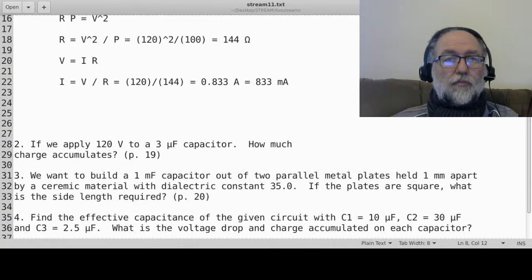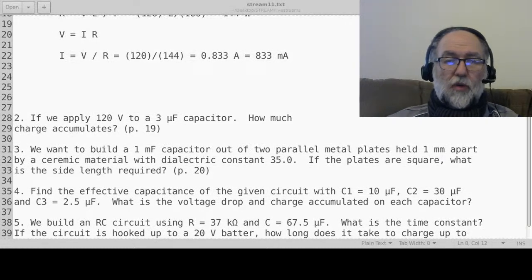All right, next question. I've done a lot of resistor problems right now. Let's do a capacitor problem. This next one is basically just a definition of capacitor, and that one is actually on page 19.